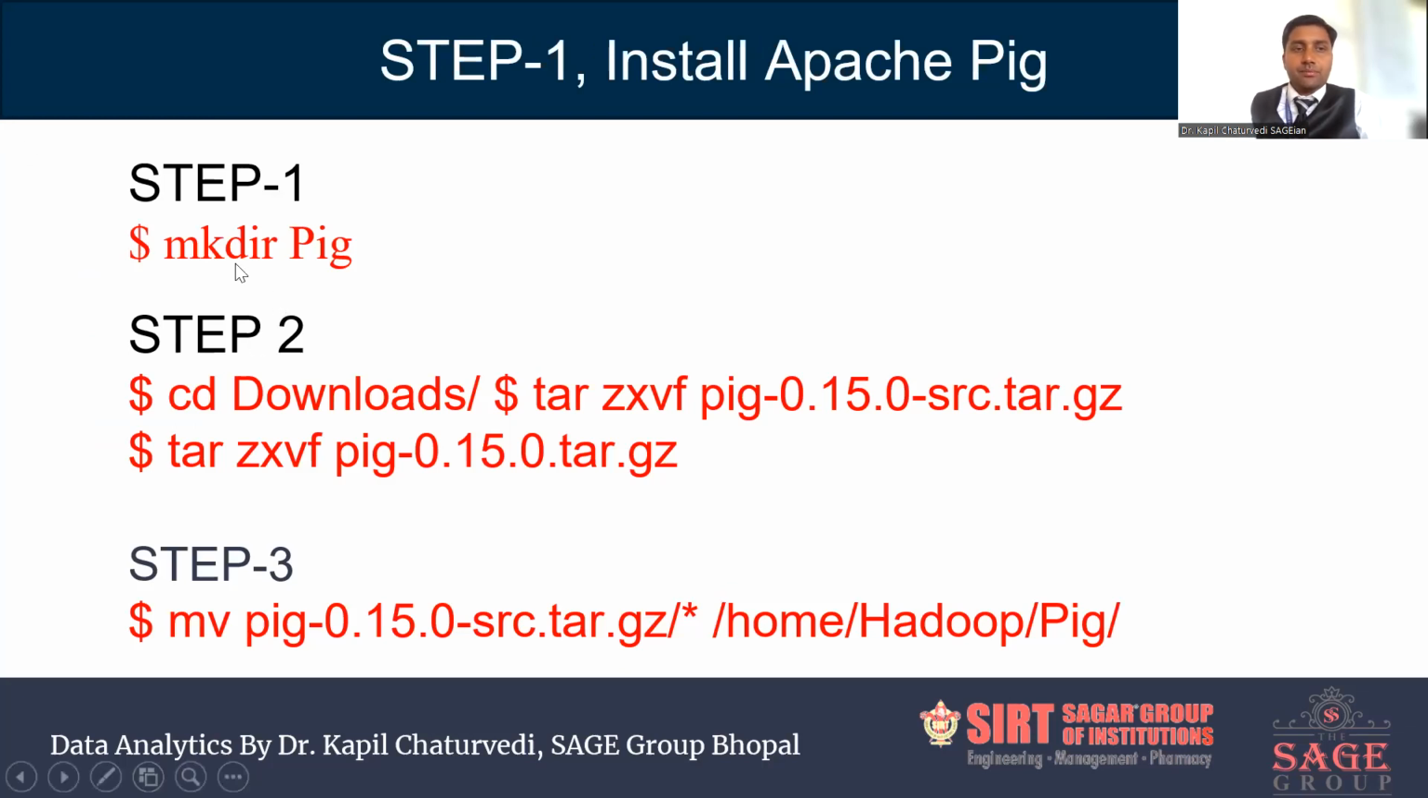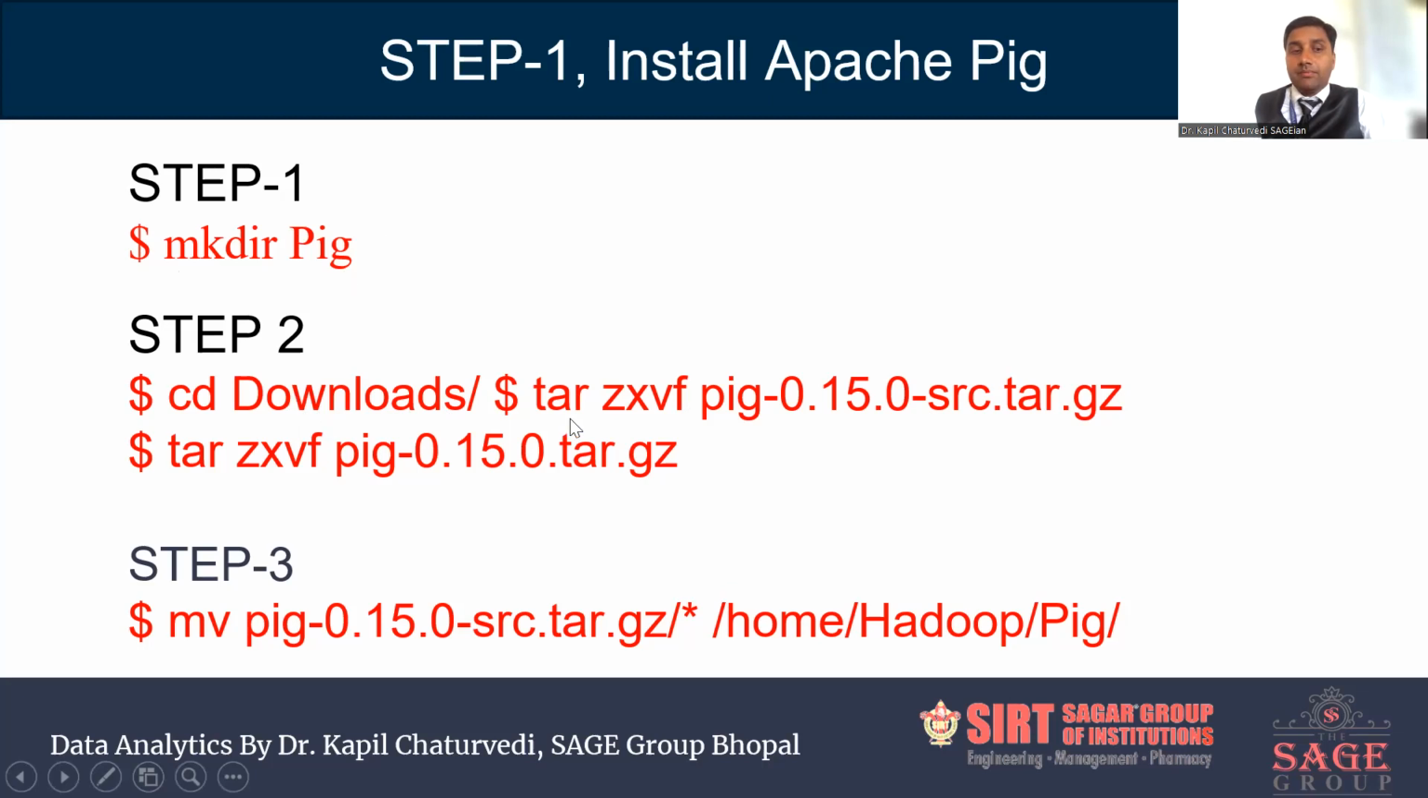First of all, we have to go on the command prompt, and because we are using the Linux platform, we are using the mkdir command to create a directory PIG. Then in step 2, as we know that our downloaded file is in our downloads folder, we have to go in the downloads, because we have to move these files in our PIG folder.